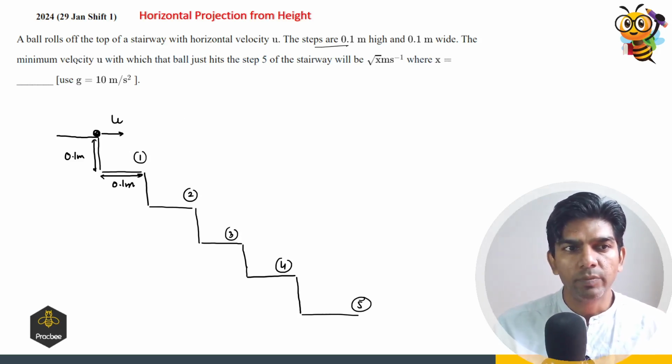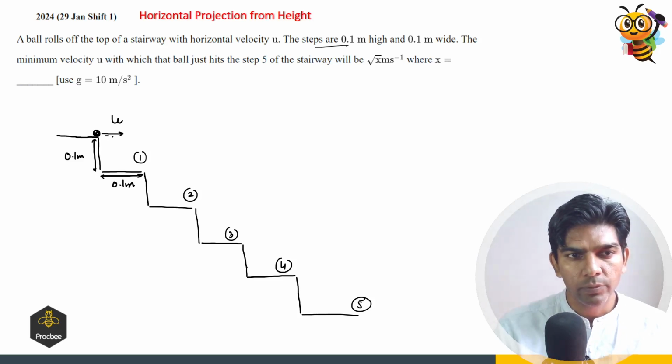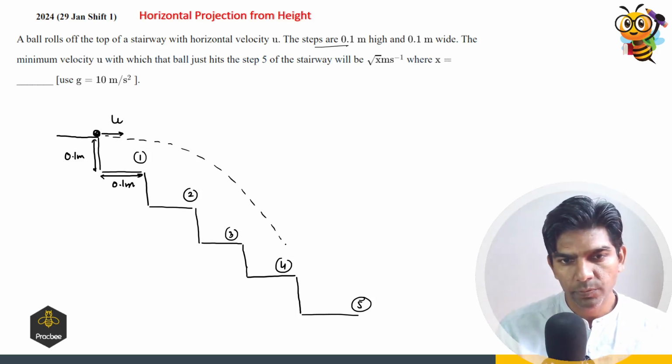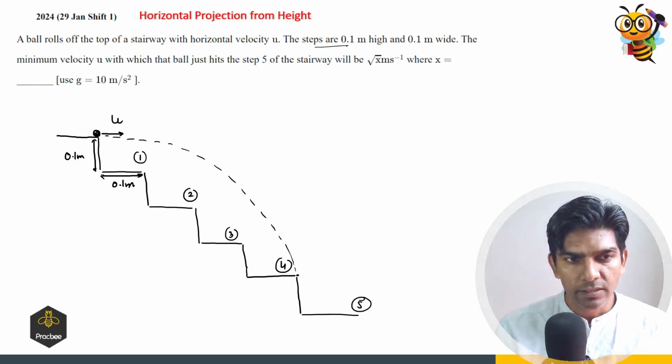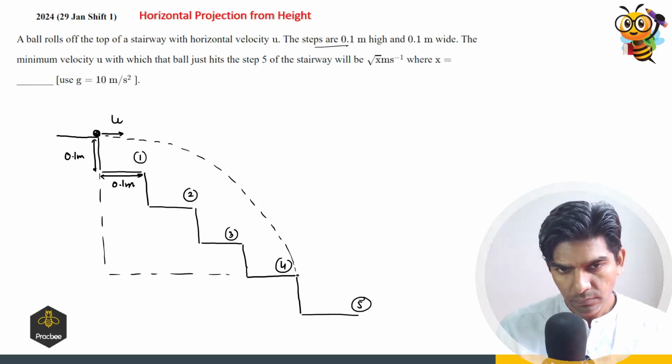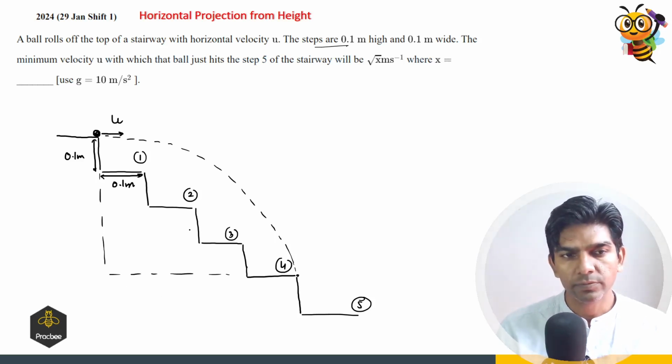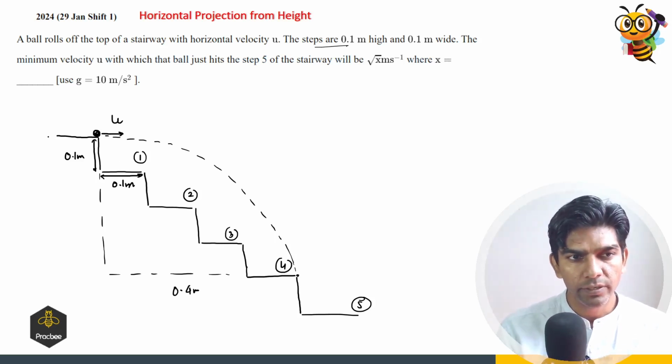So what should be the minimum velocity? If we are able to make sure this particle just hits this particular edge, we can say this will be the limiting case. So in this case, what is the horizontal displacement? We can say it will be 4 times, that will be 0.4 meters, and the vertical displacement will be 0.4 meters.